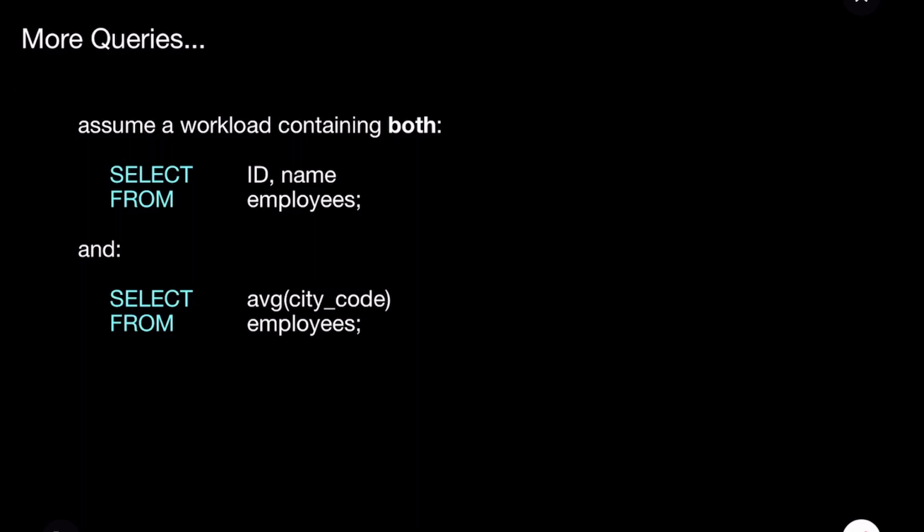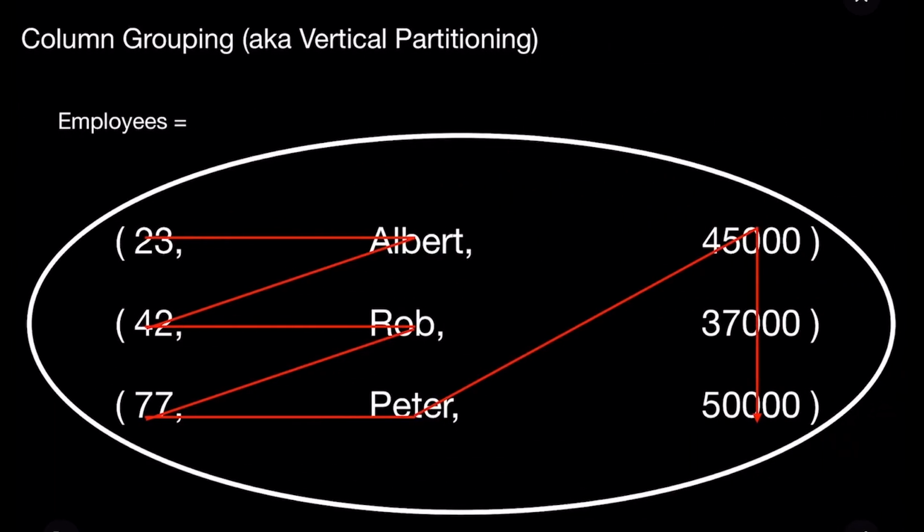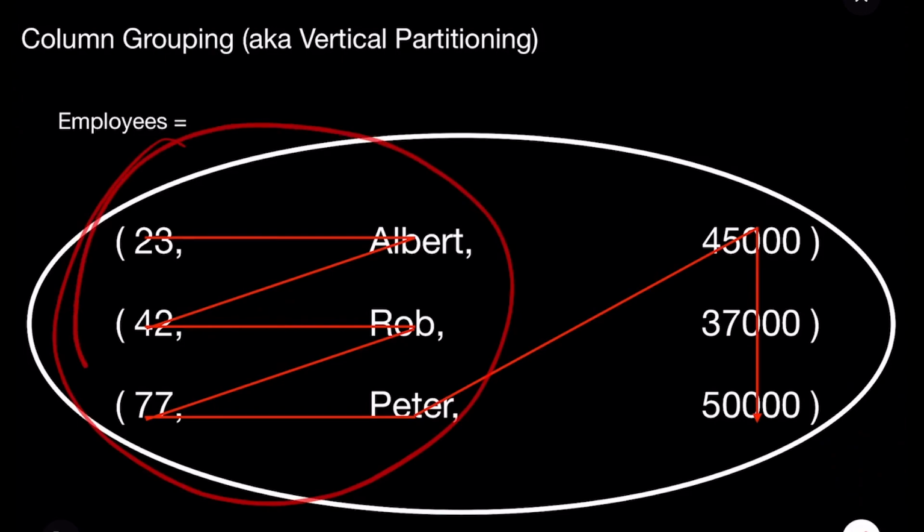We would use row layout for ID and name, and then at the end we have column layout for city code. Right, that's the right solution. Basically you would say this is row layout on those two attributes, and then it's a column layout on that final attribute.